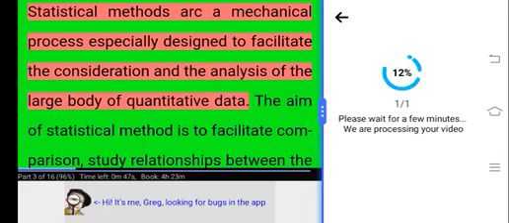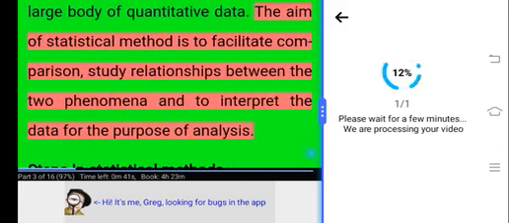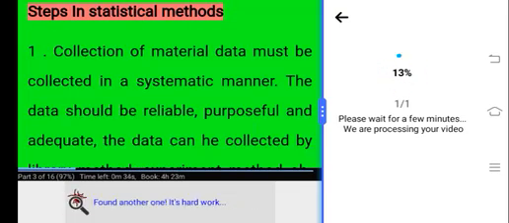Statistical methods are a mechanical process especially designed to facilitate the consideration and the analysis of a large body of quantitative data. The aim of statistical method is to facilitate comparison, study relationships between the two phenomena and to interpret the data for the purpose of analysis.